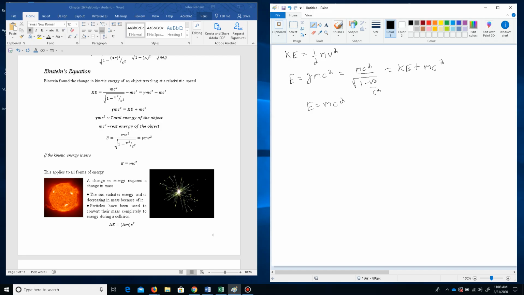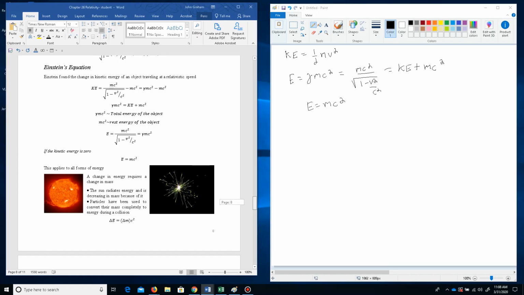And so this applies to all forms of energy. Change in the energy requires a change in mass. So the sun radiates energy and is decreasing in mass because of it. Particles have been used to convert their mass completely to energy during collisions. And we see this in a nuclear bomb. It takes the mass of particles and gets energy out of it, making an explosion. So we can think of this as a change in energy equaling a change in mass times the speed of light squared.